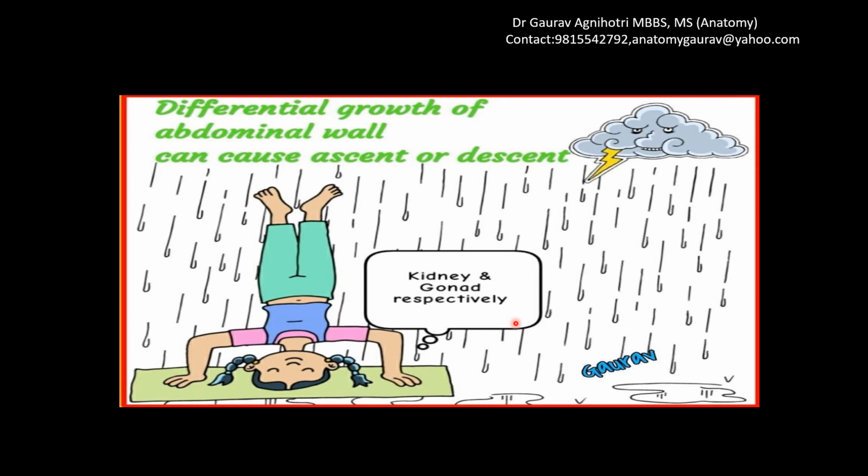This is because during development, the kidneys ascend from the sacral region. Remember, the metanephros is formed in the sacral region. So the kidneys ascend from the sacral region and go to the lumbar region, while the gonads, you will study subsequently, descend during their development. So such tunes help you in memorizing, and if they do, then they serve their purpose.